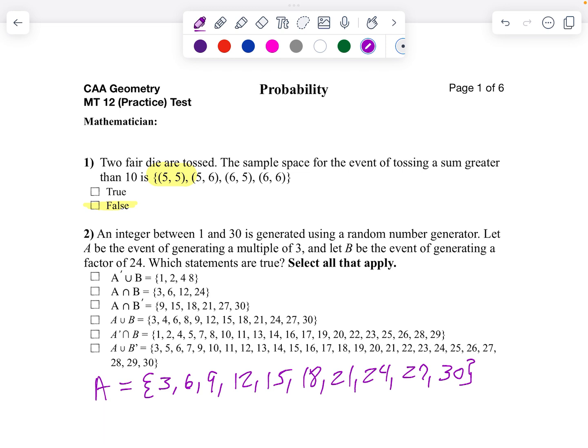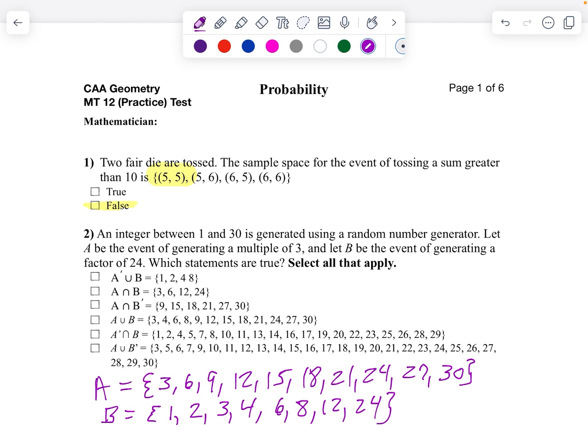B is going to be factors of 24. So what goes into 24 will be 1, 2 goes into 24, 3 goes into 24, 4 goes into 24, 5 doesn't, but now we just go backwards. 4 times 6 is 24, 3 times 8 is 24, 2 times 12 is 24, and 1 times 24 is 24.